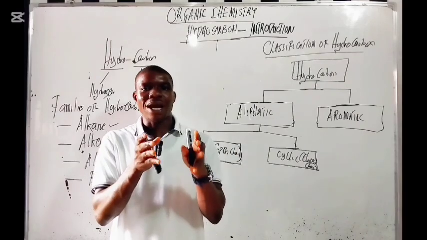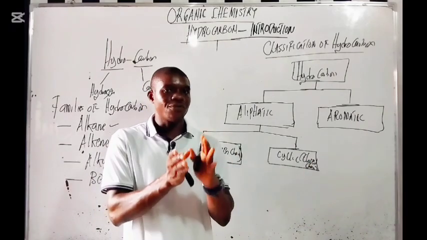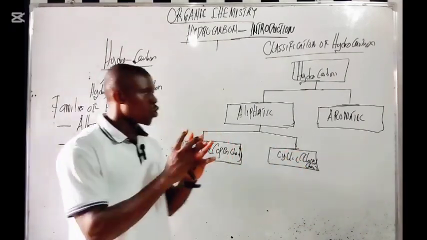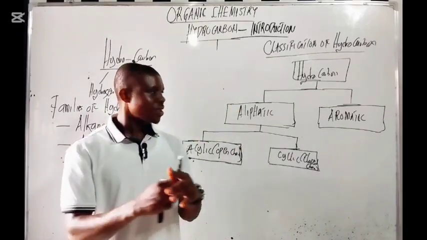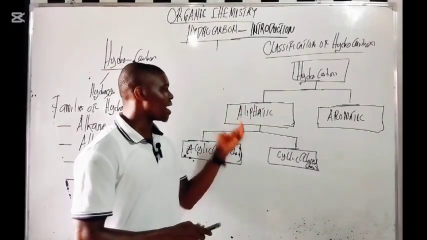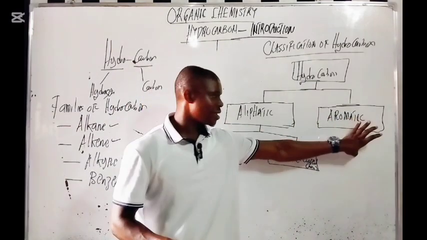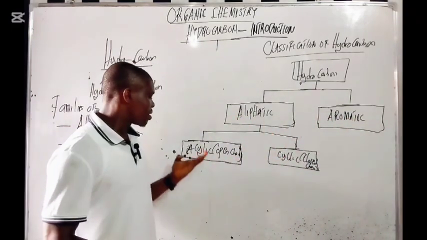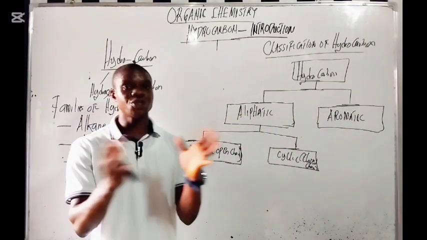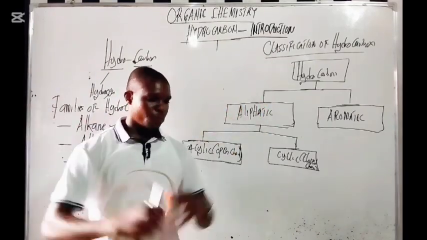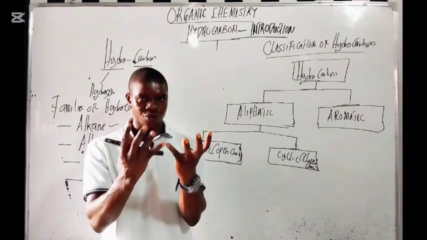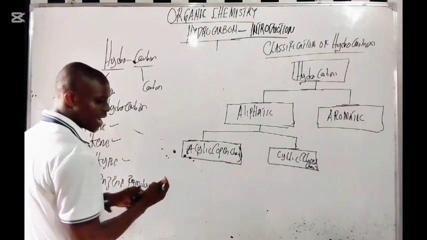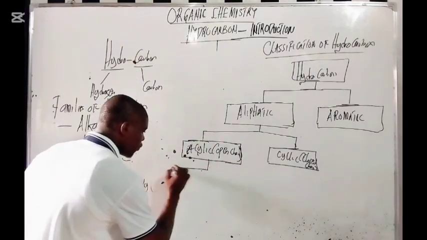Now, hydrocarbon is one aspect, so we are just focusing on hydrocarbon here. Because hydrocarbon has only two elements, carbon and hydrogen, it can be classified as either aliphatic or aromatic. But each of them can either be acyclic, that is an open chain, while we have the cyclic, which is called closed chain.